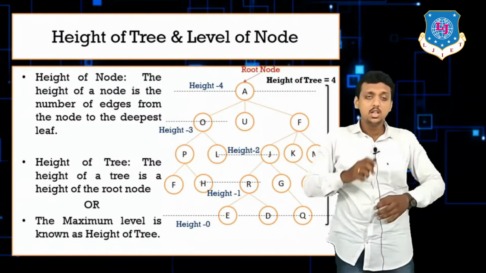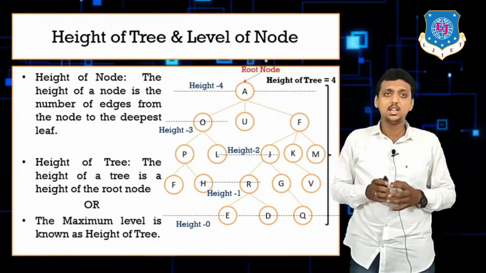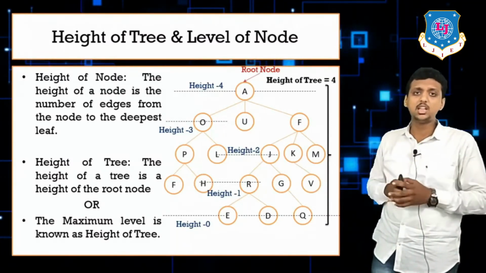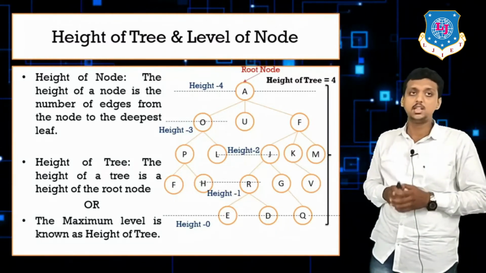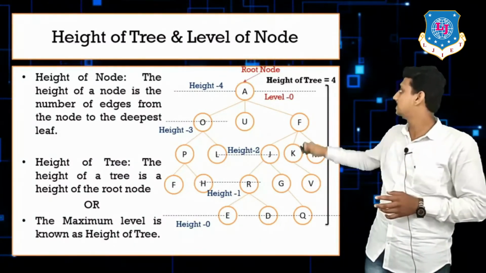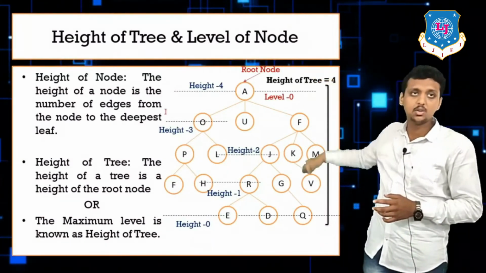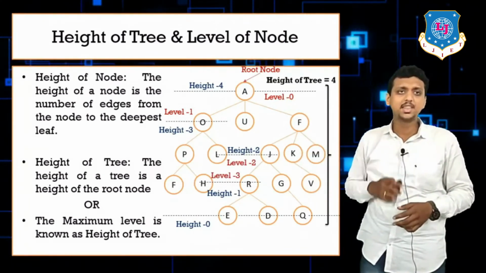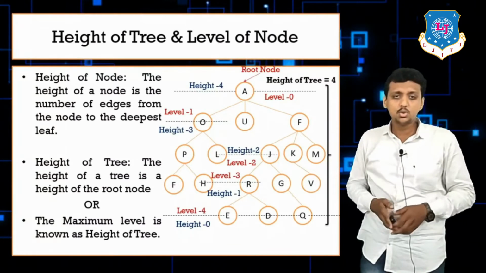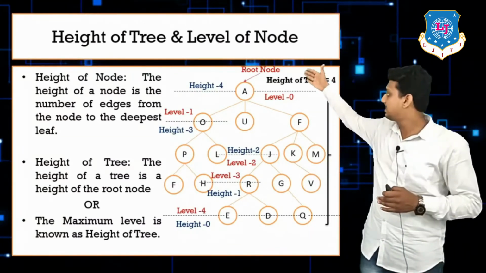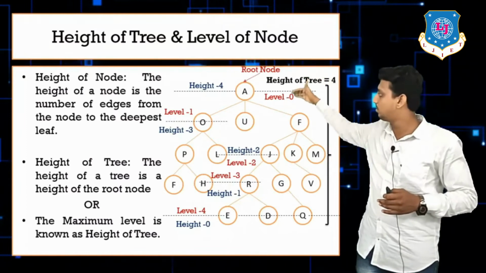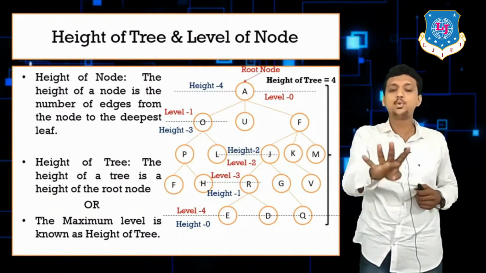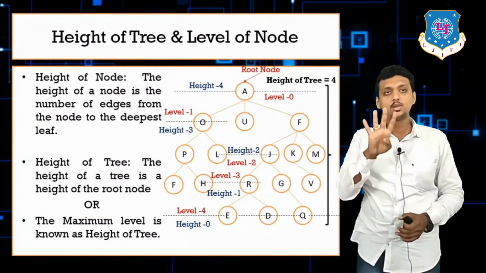Okay. So now another definition is that the maximum level of a tree is known as the height of the tree. Fine. So this is level 0, next level 1, level 2, level 3 and level 4. Students, the levels start from 0, so 0, 1, 2, 3 and 4. So what is the maximum level? The maximum level is 4. That's why the height of this tree is 4.